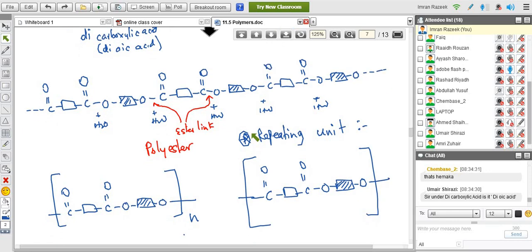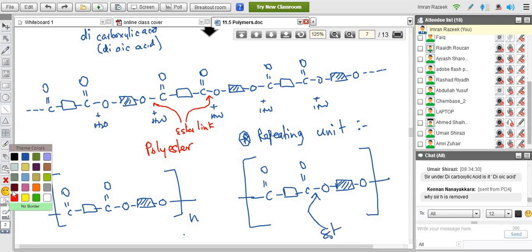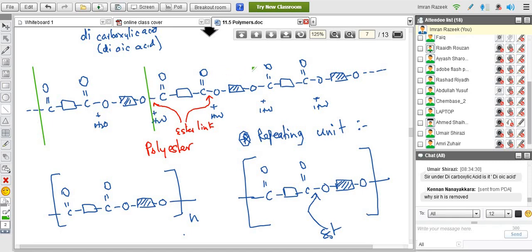Sir, there are two ester linkages in one repeating unit. No, in one repeating unit there's only one ester linkage. You can see this is the repeating unit which I have drawn, and in this repeating unit this is the ester linkage. So if I am to highlight the repeating units here, it will be like this. I'm just going to use green color to highlight the repeating. This is one repeating unit from diol to dicarboxylic. This is another repeating unit from diol to dicarboxylic. This is how the repeating units are. So you can see in one repeating unit you'll only notice one ester linkage. Is that clear?